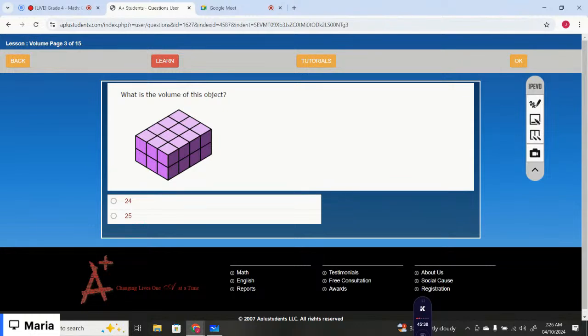What is the volume of this object? So which is the correct option? Which is the correct option? 25. How? Please don't guess the answers, right? Try to solve them on your own.